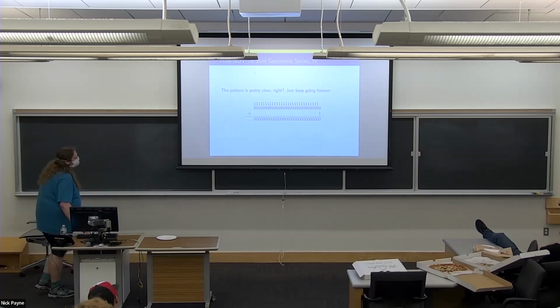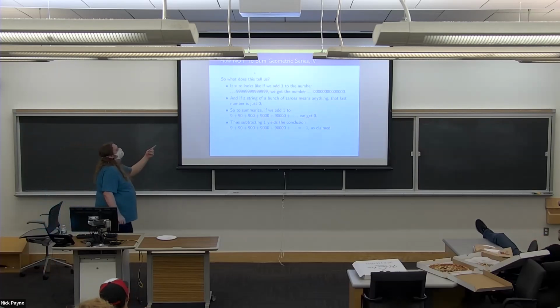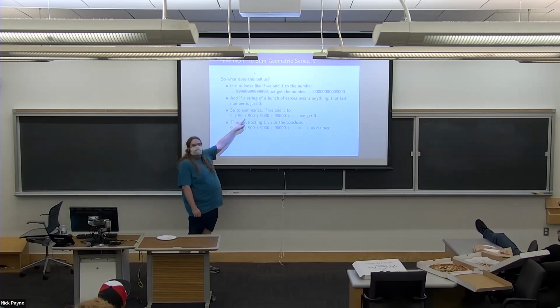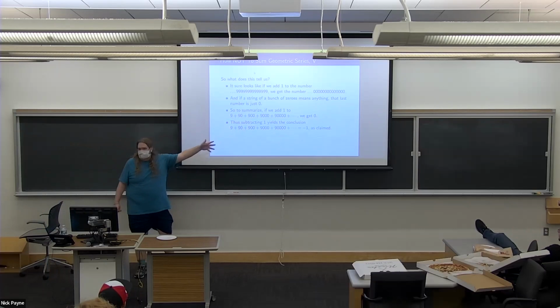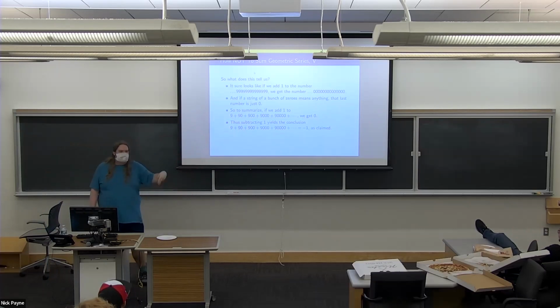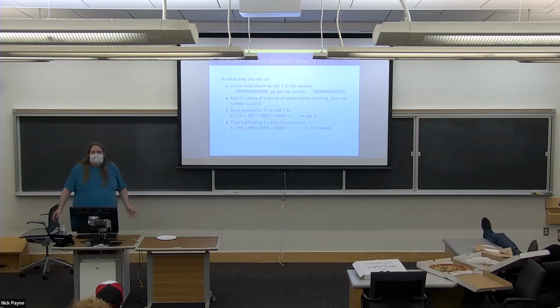So it looks like if I add 1 to this infinite string of 9s, I get an infinite string of zeros. And if an infinite string of zeros means anything, that had better be 0, because it would be 0 times 1 plus 0 times 10 plus 0 times 100 and so on. It's 0. I don't care how many zeros you try to add up, you're still going to get 0. You can add up uncountably many zeros if you want. It's still 0. So if I add 1 to that thing, I get 0. So subtracting 1 tells me that 9 plus 90 plus 900, 9,000, etc.